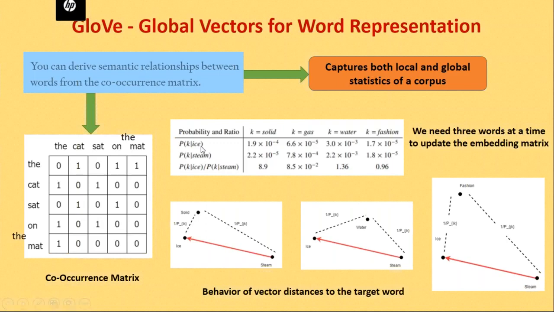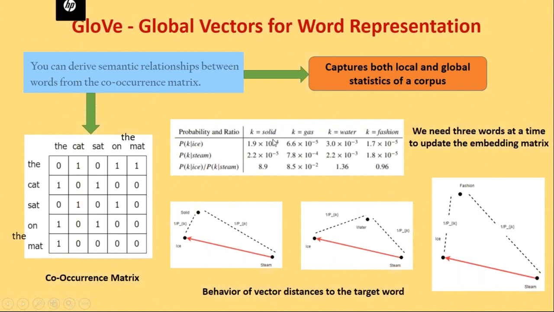So suppose these are the words. Suppose the words are solid, gas, water, and fashion. What is the probability of seeing the word solid with ice? It will be more when compared to the probability of seeing the word gas with ice, since ice is a solid. You will have more probability of seeing solid and ice together when compared to gas with ice or fashion with ice.